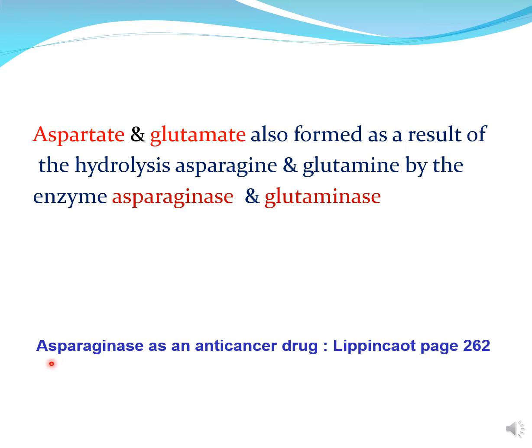The importance of asparagine is that it can be used as a synthetic form as an anti-cancer drug, and this subject is discussed briefly in Lippincott page 262. Please read it and you will understand.